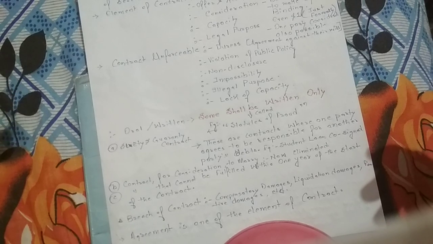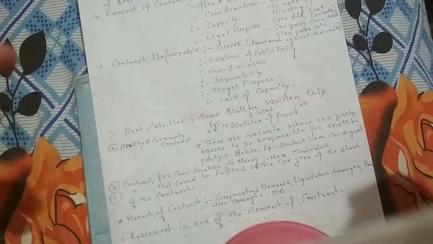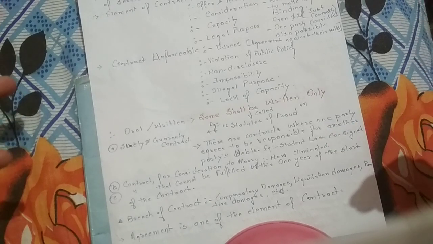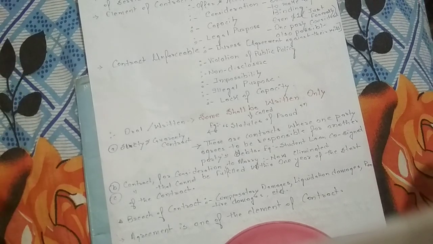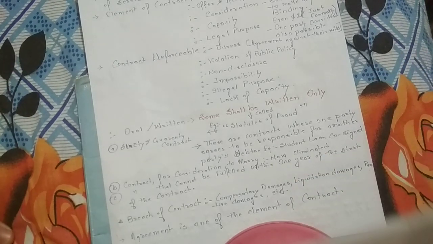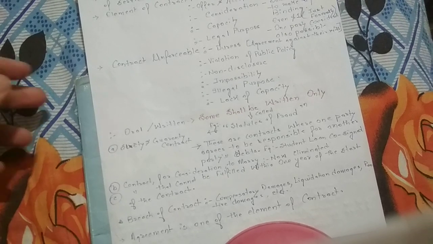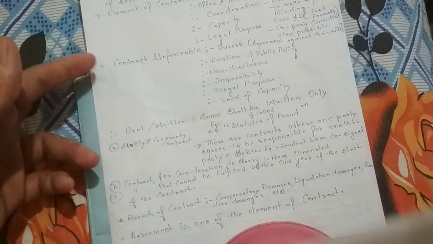Agreement is one of the elements of the contract. So what is agreement? It's a part of contract. Contract is a bigger thing which is defined by the Indian Contract Act, and agreement is one of the parts of the contract. Okay, that's it for this chapter, that is meaning and the essentials, chapter number 40.